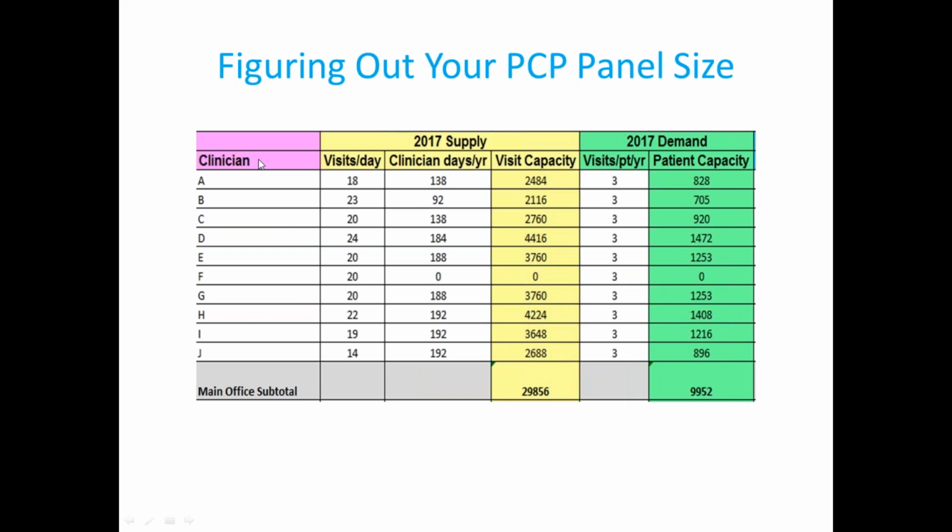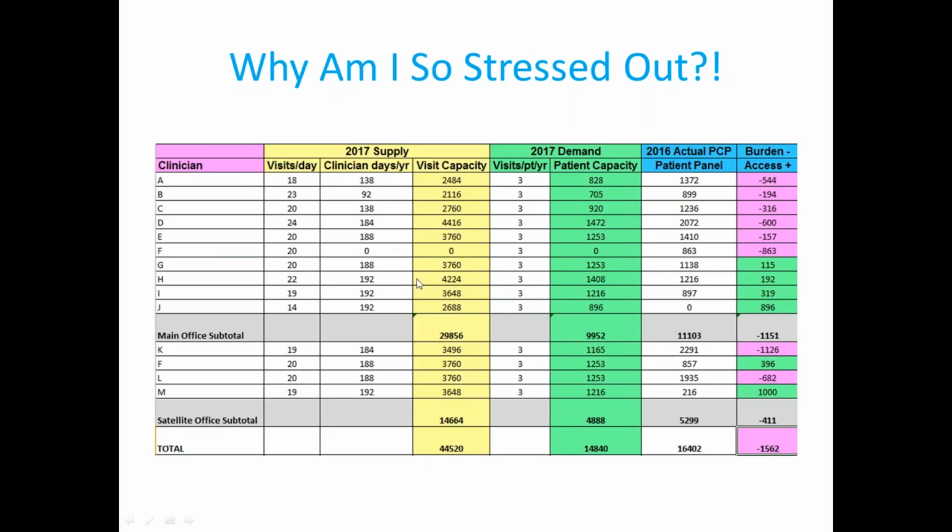So this shows clinicians A through J with their average visits per day, the number of days they worked in the last year, giving us a capacity at our main office of almost 30,000 visits. And the average patient 3 times a year means we can take care of just short of 10,000 patients. You might notice Dr. F here in the middle, which currently is showing 0 days in the office, but 20 visits a day. This clinician used to work at our main office, but he has moved to our satellite location.